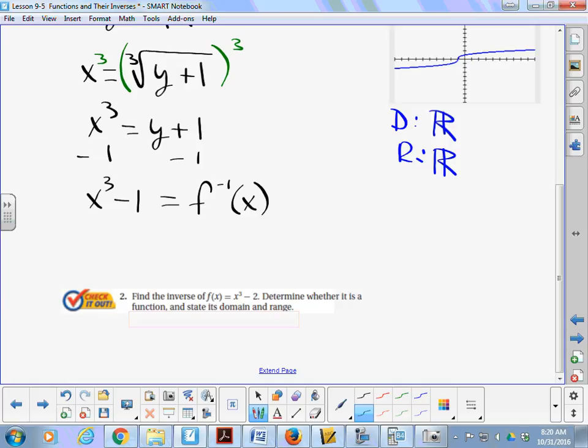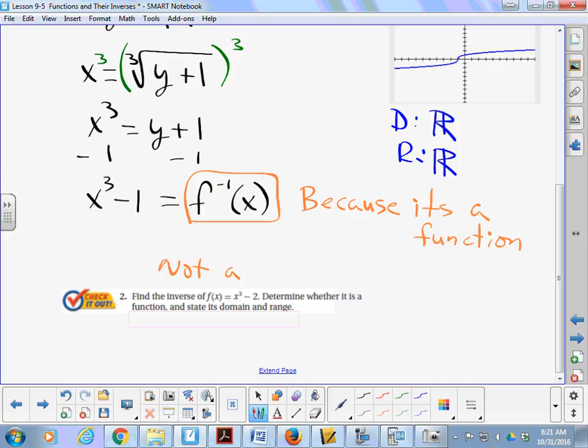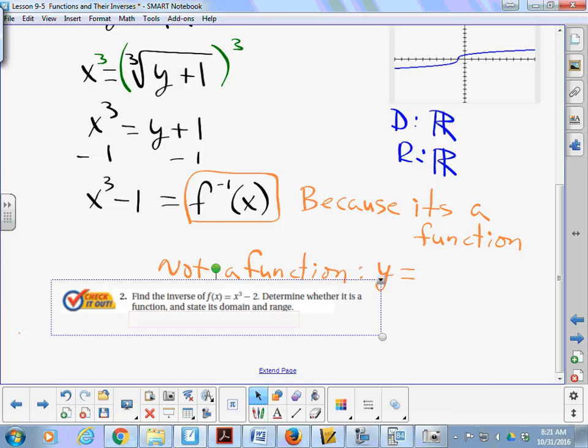All right. So if it's a function, then we have to say f inverse of x equals that. If it's not a function, then it's just going to be y equals. So if it's a function, we put f inverse of x. If it's not a function, then we just write it as y equals. All right, so do number 2 down here then. Here, check it out.